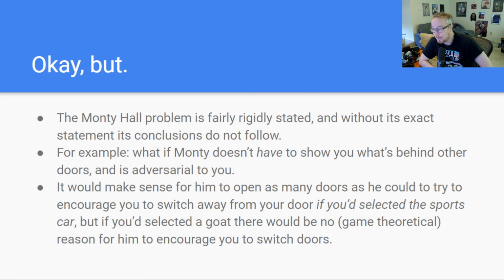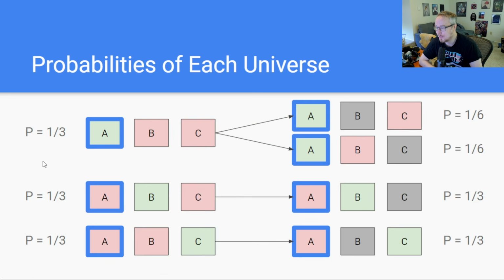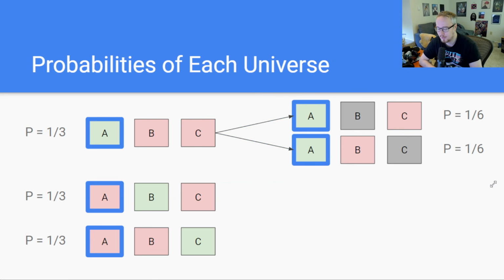For example, what if Monty doesn't have to show you what's behind other doors and is adversarial to you? You could imagine a situation where he would open as many doors as he could to try to encourage you to switch away from the sports car, if you selected the sports car. But if you chose the goat, he'd just be like, okay, have the goat. Cool. So a different universe. I didn't make a slide for this, but in this universe, he does all of that. Sure. Tries to convince you to switch into door B or C. And in these universes, he's just like, okay, cool, have a goat.